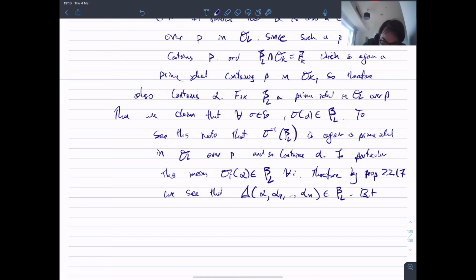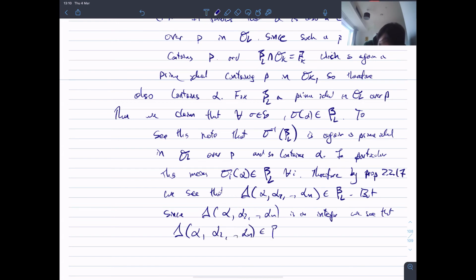But now, since this is a discriminant, and we know that if I take a bunch of algebraic integers, the discriminant that I get is an integer, you see that this element has to be contained in beta L intersect Z, which, a moment of thought will tell you, because these are all prime ideals over Z, is just the ideal P. Therefore, P divides this element, the discriminant of alpha 1, alpha 2, up to alpha n.